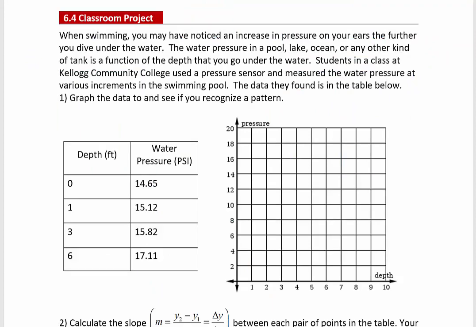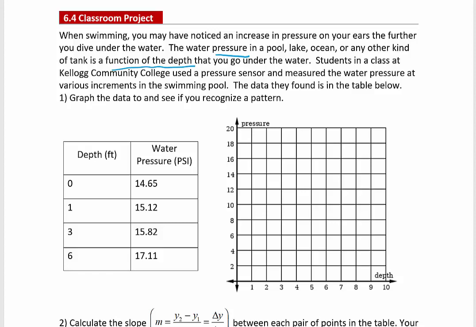All right, let's take a look now at the 6.4 classroom project. When swimming, you may have noticed an increase in pressure on your ears the further you dive under the water. The water pressure in a pool, lake, ocean, or any kind of tank is a function of the depth. So it's telling us the pressure is a function of the depth that you go underwater. Students in a class at Kellogg Community College used a pressure sensor and measured the water pressure at various increments in the swimming pool. The data they found is in the table below.